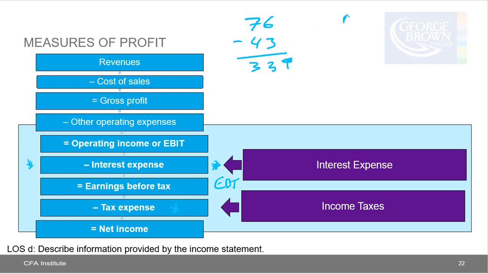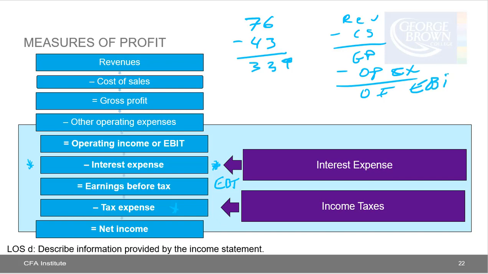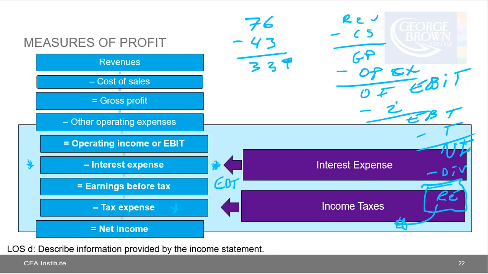So again, as a basic understanding, just remember that revenue minus cost of sales gives me my gross profit, minus my operating expenses, gives me my operating income, or we're going to call that EBIT, earnings before interest and taxes, minus my interest, gives me my earnings before tax, minus my tax, gives me my net income, and from my net income, I'm going to pay some dividends, and so net income minus dividends is going to give me my retained earnings that carries over from the income statement to the balance sheet, and that's the link between the income statement and the balance sheet, the retained earnings.